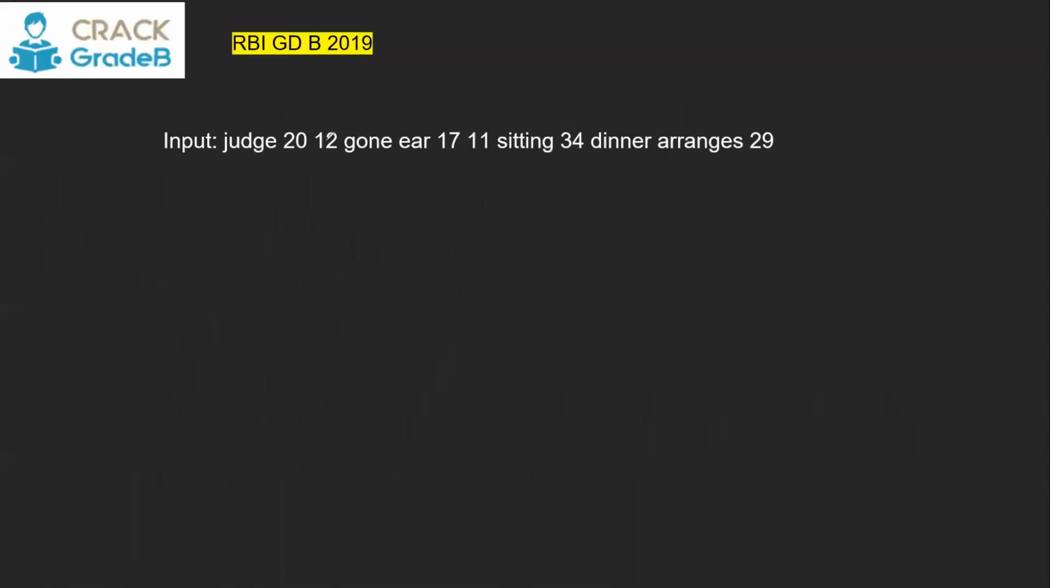Here, in the first step, the smallest two numbers, 11 and 12, will appear in the first place, 11 and 12. And then it comes judge, 20, 12 gone, 11 gone. Judge, 20, gone, year, 17, sitting, 34, dinner, arranges, and 29. Of course, you can use the short tricks for the words and all.